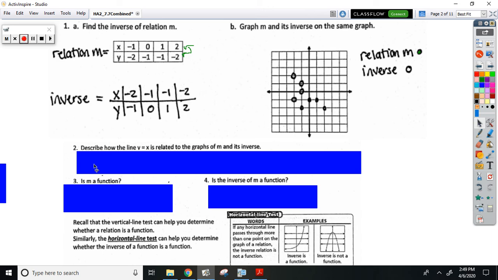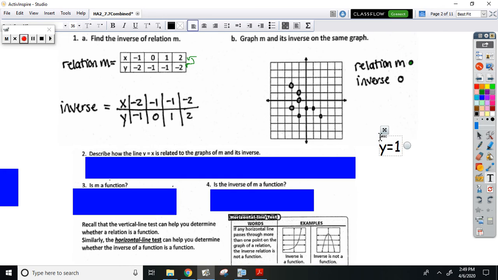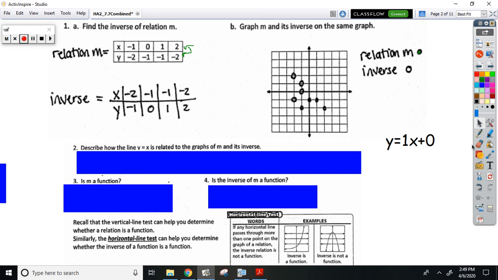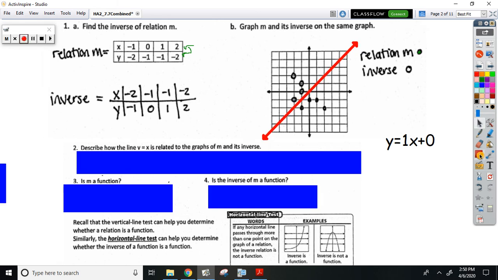Part 2 asks us to describe how the line y equals x is related to these two graphs. So for the equation y equals x, that's really y equals 1x plus 0 if you need to think about it in slope-intercept form. So our y-intercept would be at 0, and then our slope would be up 1 over 1, as well as down 1 and over 1.